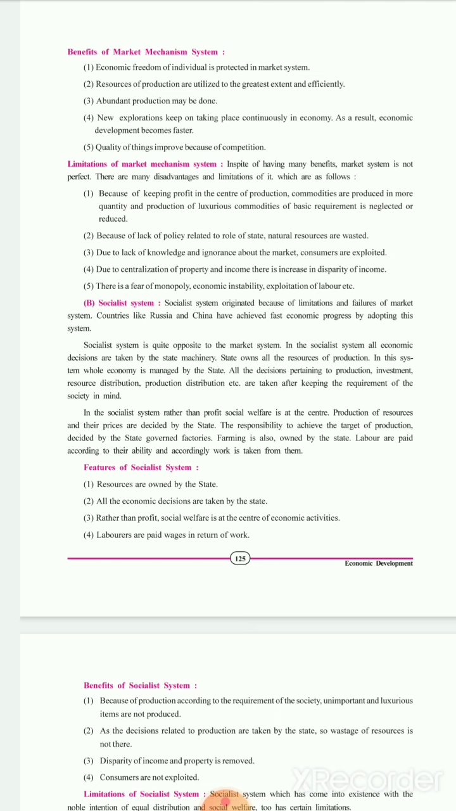Number three, due to lack of knowledge and ignorance about the market, even the consumers are exploited. Number four, due to centralization of property and income, there is increase in disparity of income. And number five, there is a fear of monopoly, economic instability, exploitation of labor, etc.